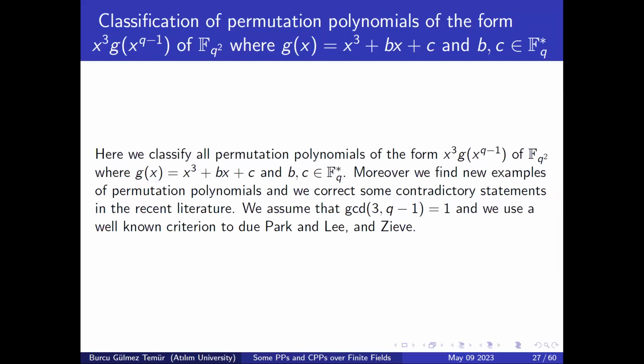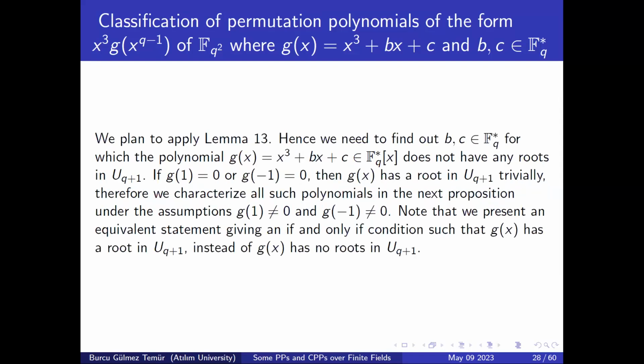We wanted to classify permutation polynomials of this form, where g is a polynomial of degree 3, but x squared is not there. And we have seen some results on this polynomial in the literature, but the results are not complete. The results are not if and only if. And we wanted to complete this result, and we used Zieve's lemma in order to do this.